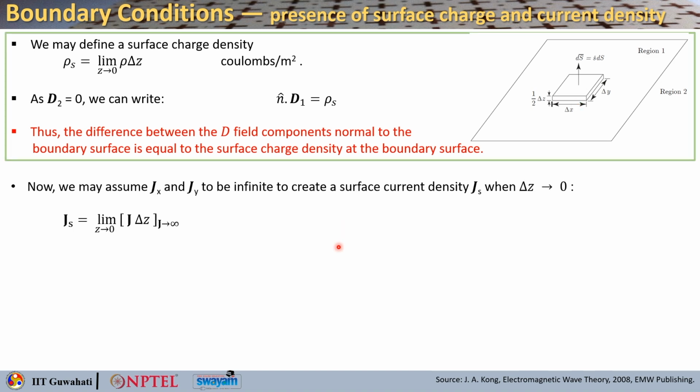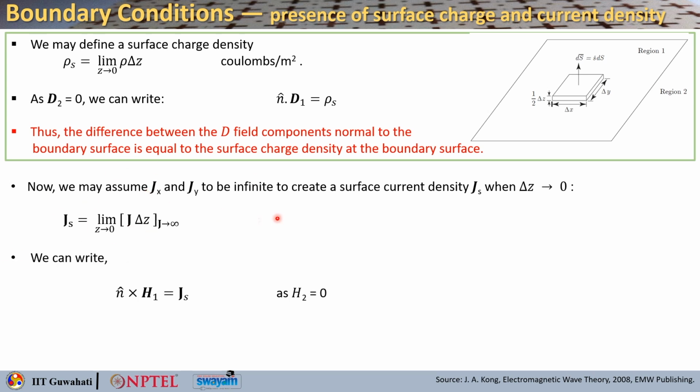Now, assume that Jx and Jy, which are basically current densities, are infinite, to create a surface current density Js when the thickness goes to 0. So, how does it look? Js can be defined as the limit when z tends to 0 of J delta z, where J is very high.